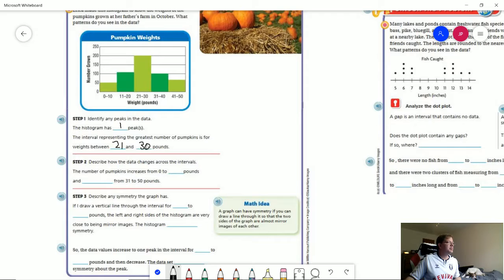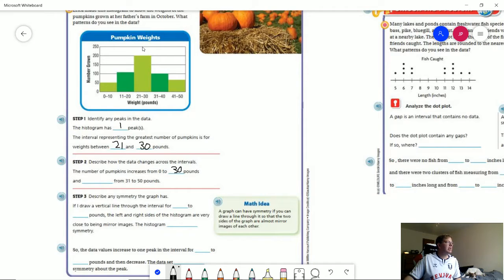And so we're going to talk about how the data changes. If we start from here, we kind of are making a slope upward. And so we would be increasing until we get all the way up to the end of our peak, which would be at 30 pounds. And then it goes back down, and so we could say that it decreases or gets less.